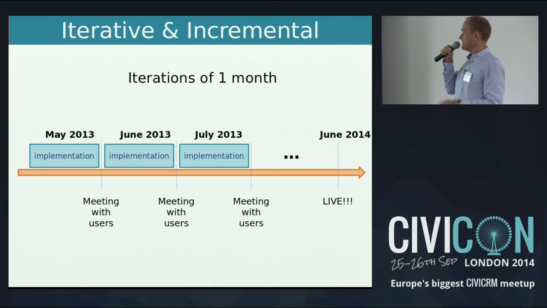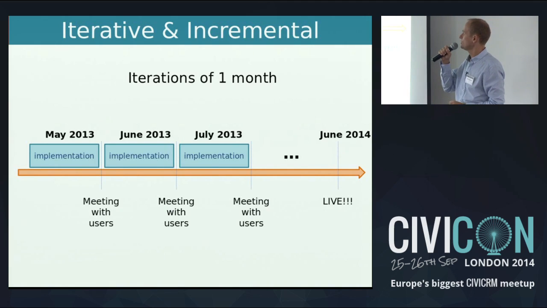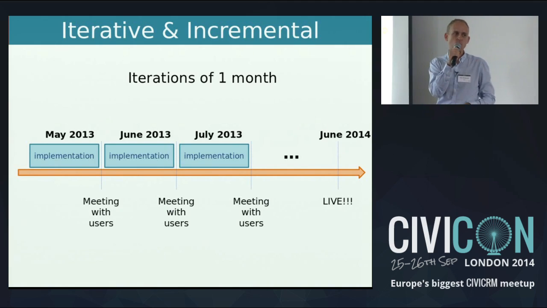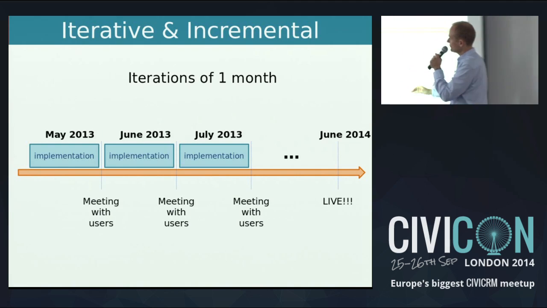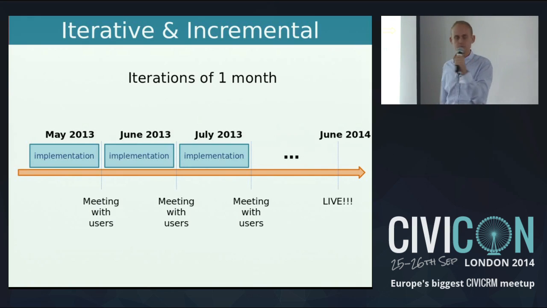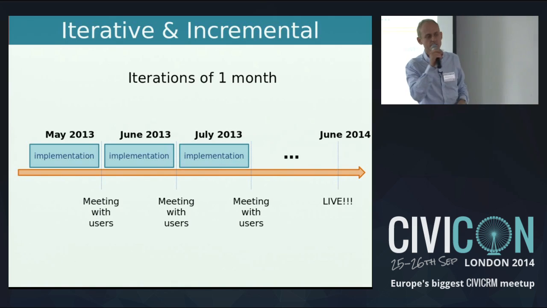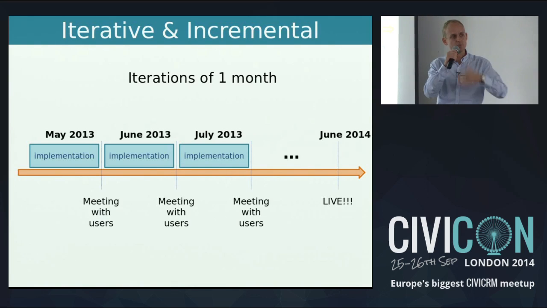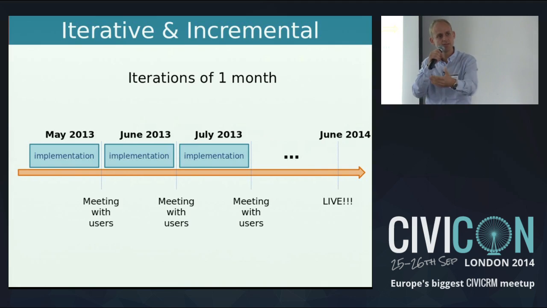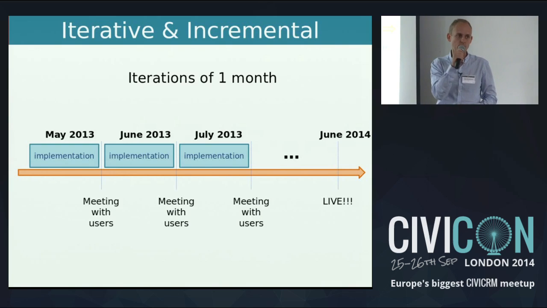So after experimenting a bit with CiviCRM, we started the project for real, and with our users of the different teams, we decided to have implementation periods of 1 month every time. And after this implementation period, where Christoph and I programmed the migration, we had a meeting with our users. So it was a continuing structure. We developed for a month, we present it to our users, we get feedback, and then we continue. And that's what they call the iterative and incremental approach.